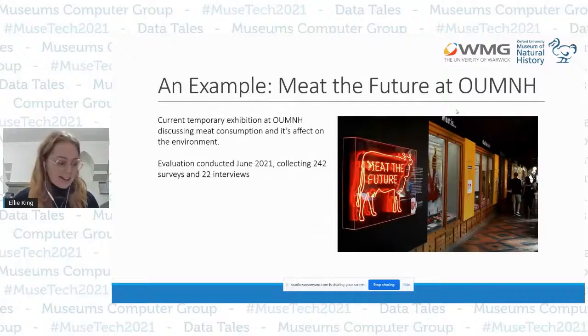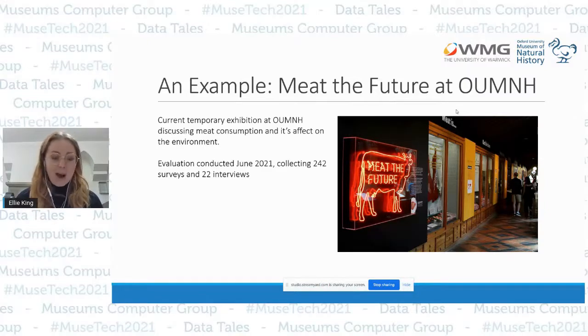So I'm going to go into a little example, and this is from our current exhibition at the museum. The exhibition is about meat consumption and its effect on the environment. It's a really, really good exhibition. So if you haven't seen it, please do come and see it.